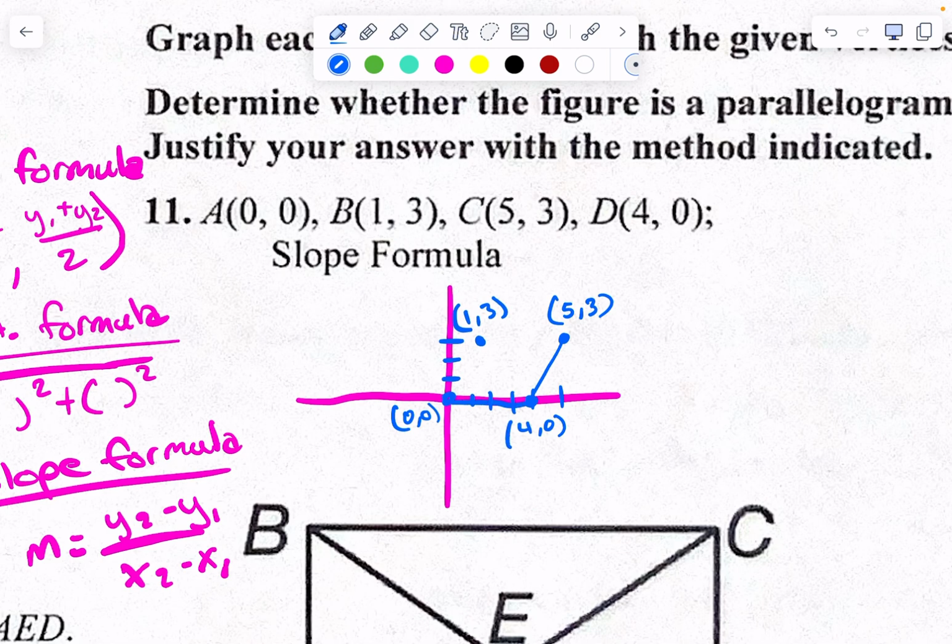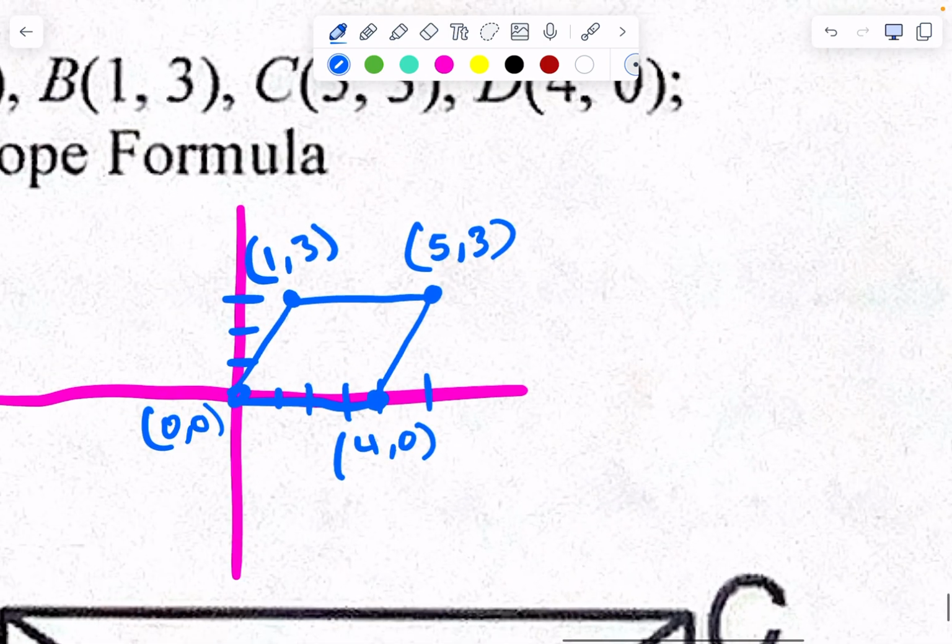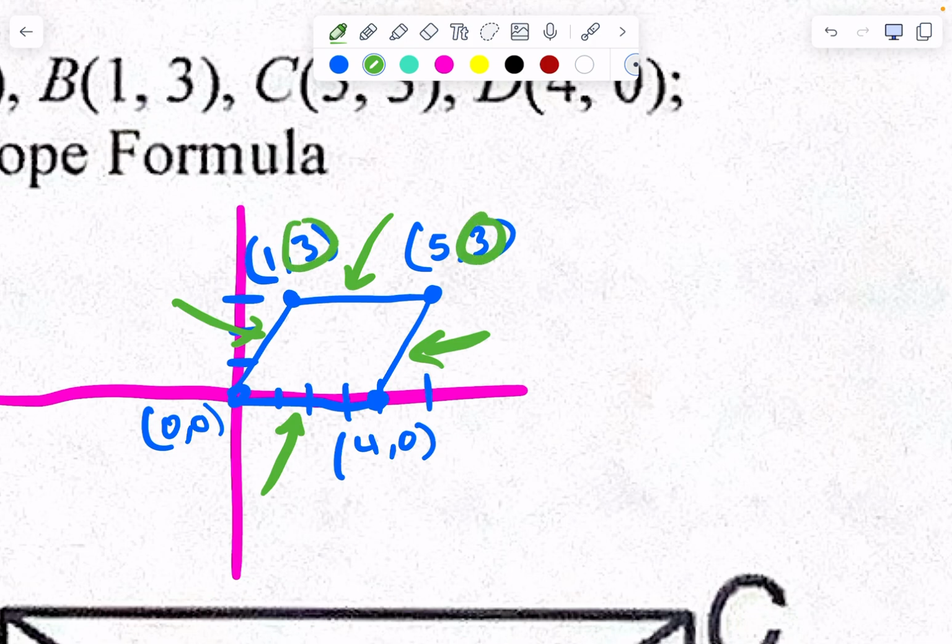We have to determine whether this is a parallelogram or not, using slopes. So we just find the slopes of all of them. I'm going to find the slope of this top guy, the bottom guy, the left guy, and the right guy. The top guy is a horizontal line. If you do y2 minus y1, 3 minus 3 is 0. 5 minus 1 is 4. 0 over 4 is 0. He has a slope of 0. Or maybe you knew that already for a horizontal line.